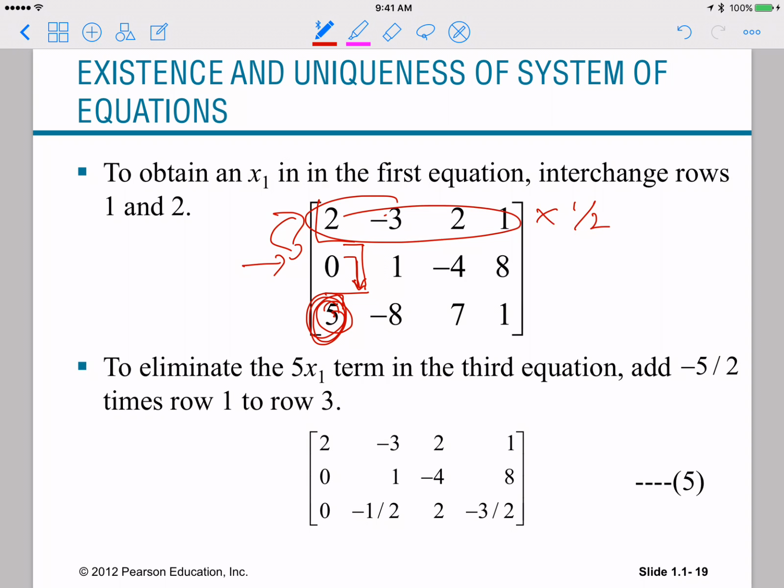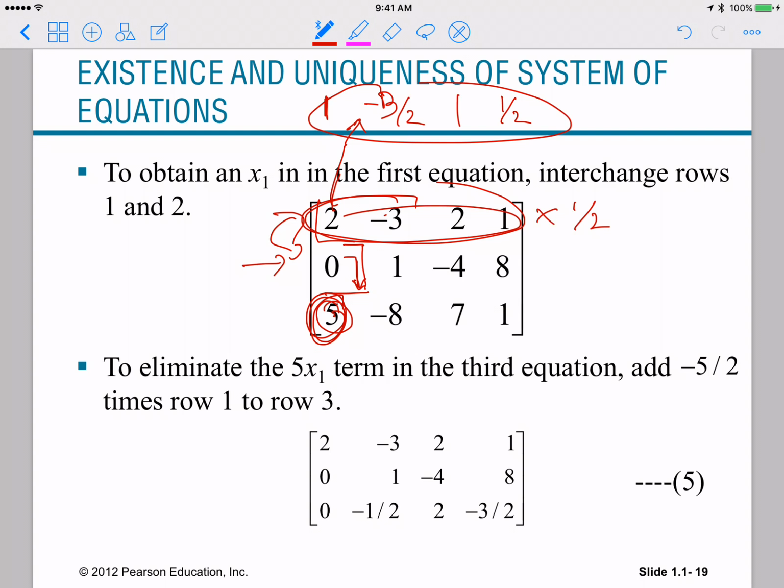Half. Okay? So the student suggested multiplying this by half, or scaling it by half, which will give the new first row of 1 and minus 3 over 2 and 1 and 1/2, right? So this can give our first row, right?